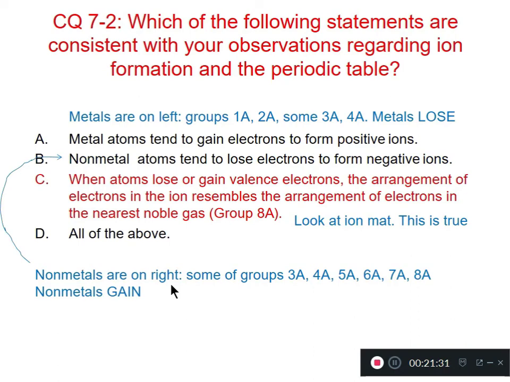All right, hopefully we go back to that table and see that, remember, metals are the ones on the left, groups 1A, 2A. Some of 3A and 4A are metals. And they all lost electrons. So A is out. B, nonmetals are on the right. Some of groups 3A, 4A, but 5A, 6A, 7A, 8A are all nonmetals. And they gained electrons, so B is out.